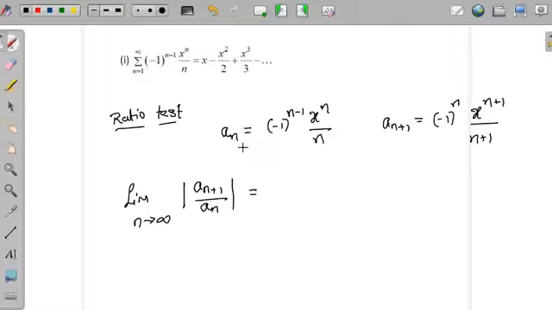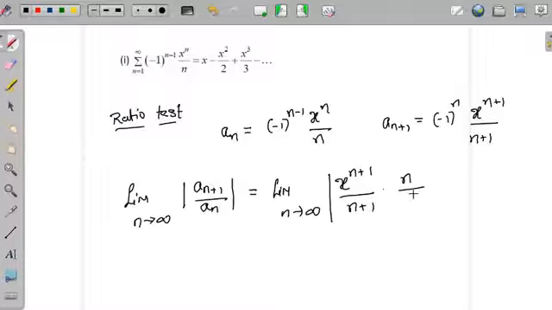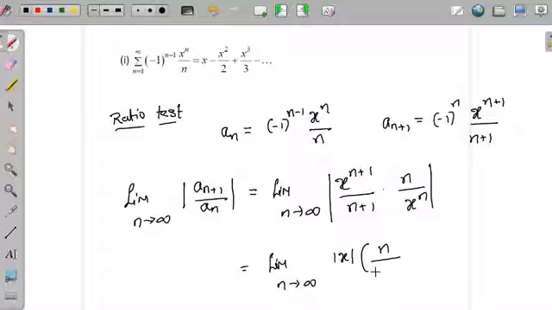Now you can forget about that (minus 1) to the power of n minus 1 and so on, because we are taking the absolute value. So the limit as n goes to infinity: this is the modulus of x to the power n plus 1 by n plus 1, times n over x to the power n. Let's simplify this. You'll get mod x times n over n plus 1, because x to the power n cancels and we are left with it.